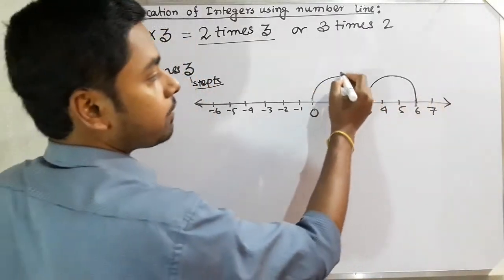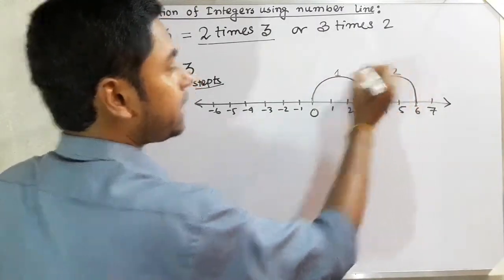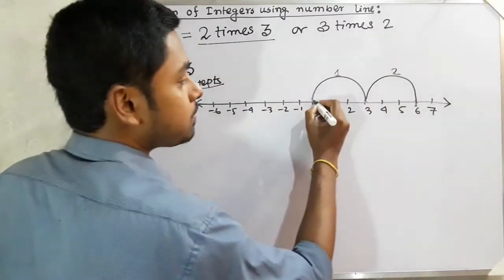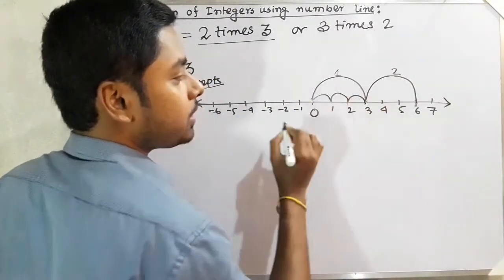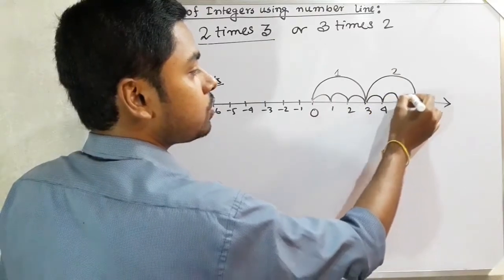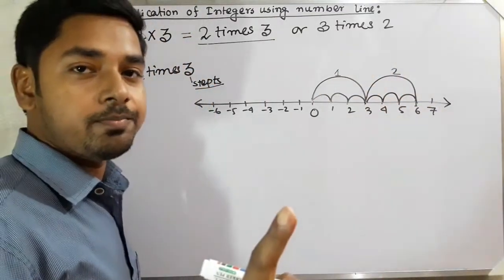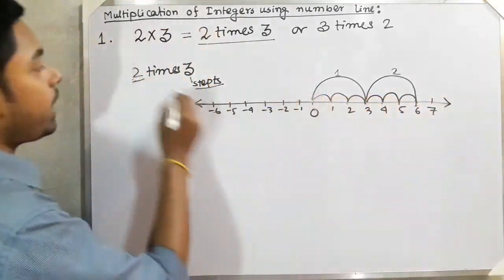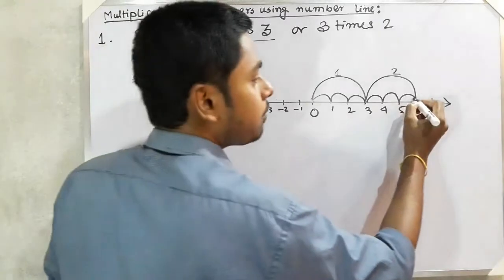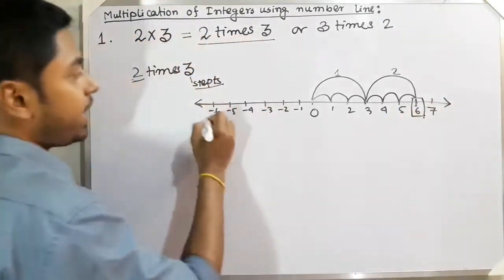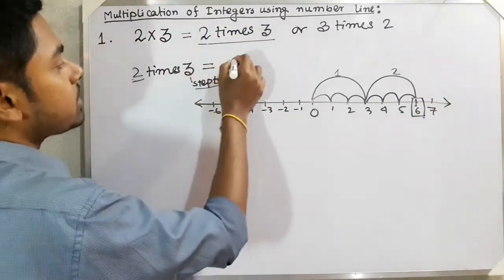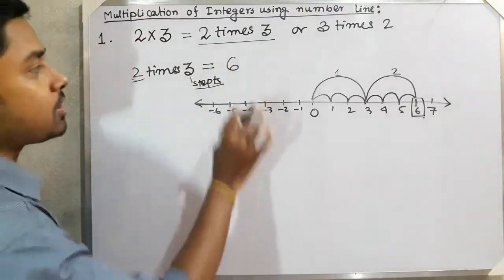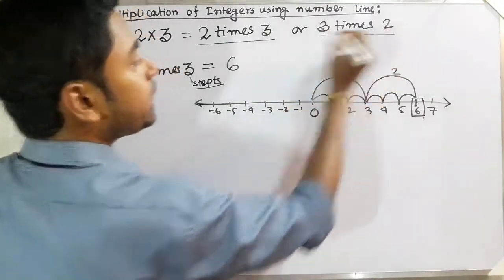We have covered the first time and the second time, that means 2 times, 3 steps each: 1, 2, 3 and also 1, 2, 3. Is that clear? After taking 3 steps 2 times, we have reached 6. So 2 times 3 is equal to 6. This is the representation of 2 times 3. Now we are representing 3 times 2.